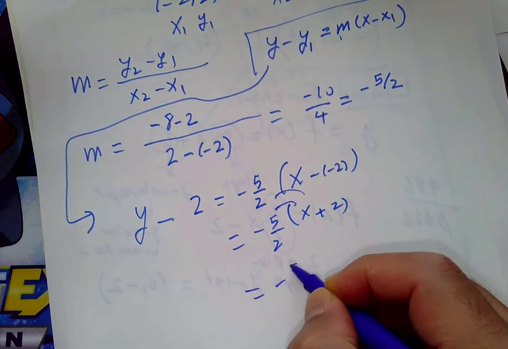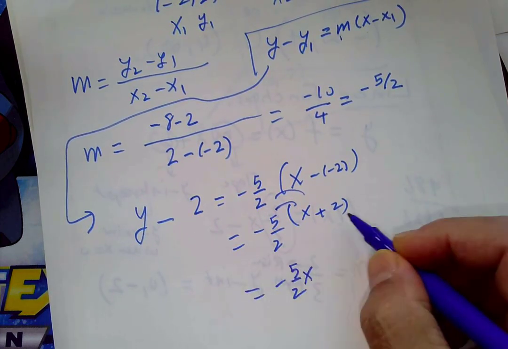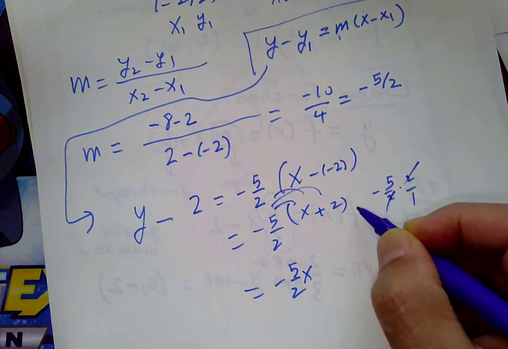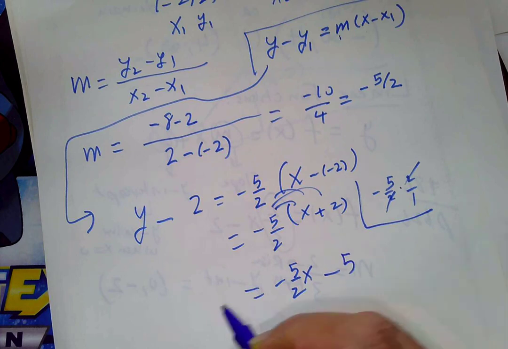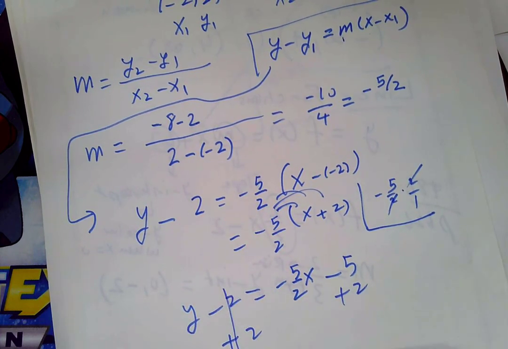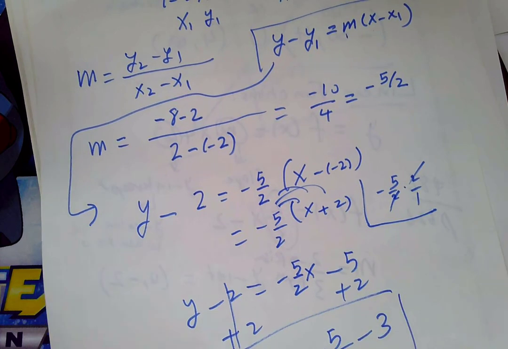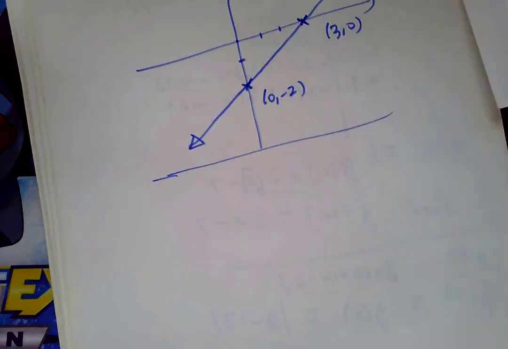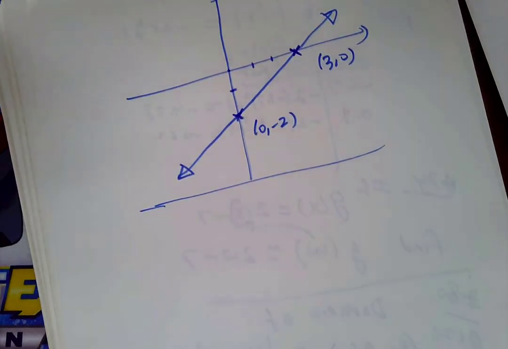Distribute -5 over 2 times x, -5 over 2 times 2 is going to be -5. We still have to add the 2 to get y by itself, and this is the linear function that passes through the points -2, 2, and 2, -8. And this ends section 8.2.